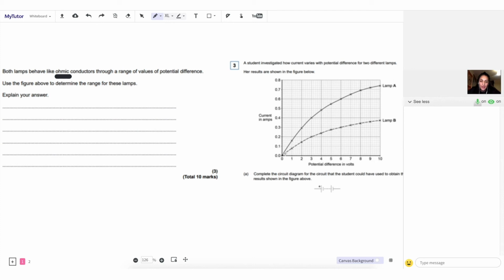Now, if we remember that resistance is the gradient of the graph, for it to be constant, the gradient must be a straight line. However, we can see curving on our graph, and we can see curving in both lamps. But for it to be ohmic, the graph needs to be linear. So we need to find the place where the graph is linear or a straight line.